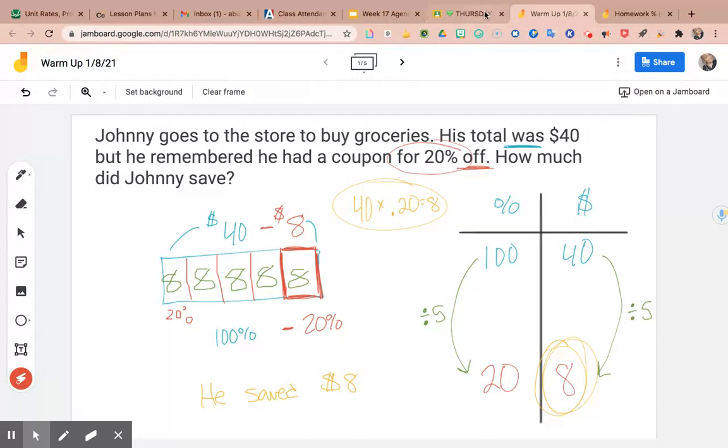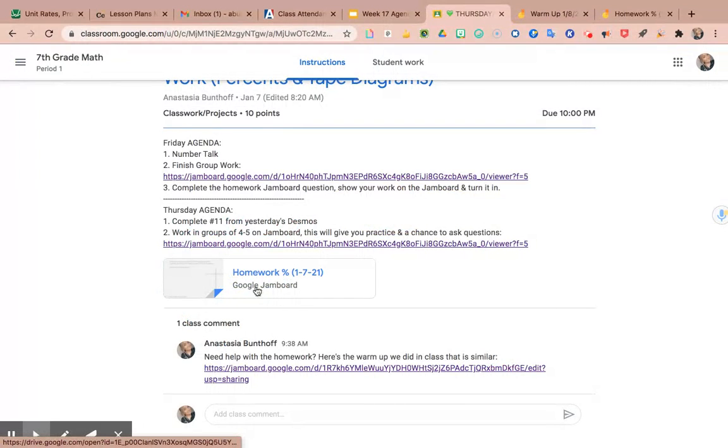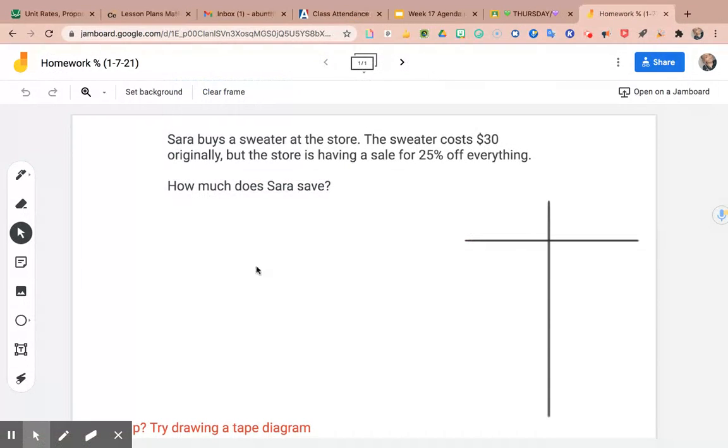All right, so that was just a little example. When you click on this Jamboard, if you click on homework, this is the Jamboard you're going to see. It says Sarah buys a sweater at the store. The sweater cost $30 originally, but the store is having a sale for 25% off. How much does Sarah save? It is not 30 minus 25 because this is money and this is percents. Those are 2 different things. One of them is percents, one of them is money.